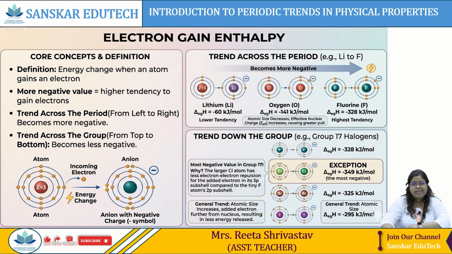Now the next topic is electron gain enthalpy. Now students, what is electron gain enthalpy? It is the energy change when an atom gains an electron. Any atom, when it gains an electron, its energy changes. So this we call electron gain enthalpy. Now the periodic trends: across the period, if we move from left to right, electron gain enthalpy becomes more negative. And down the group, if we go from top to bottom in the periodic table, it becomes less negative. I am going to give you one example, that is chlorine. Chlorine has a high electron gain enthalpy. It belongs to the halogen group.